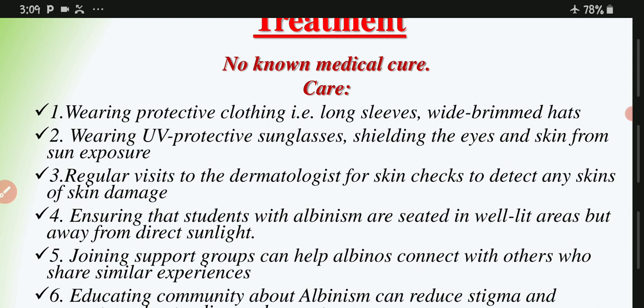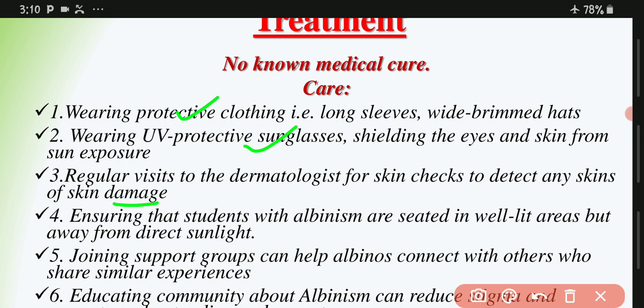Two, wearing UV protective sunglasses. Remember, in the symptoms we say that they have vision problems. So to overcome that, these people should wear UV protective sunglasses, shielding their eyes and skin from sun exposure. Remember, these people don't have melanin in their skins. So what happens if you don't have melanin in your skin? You are highly affected by the radioactive rays from the sun.